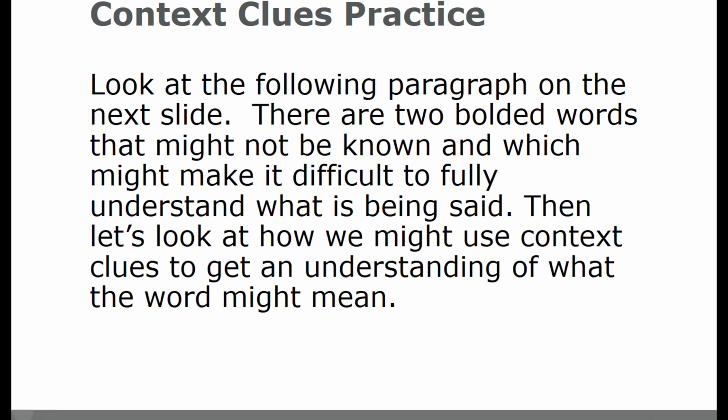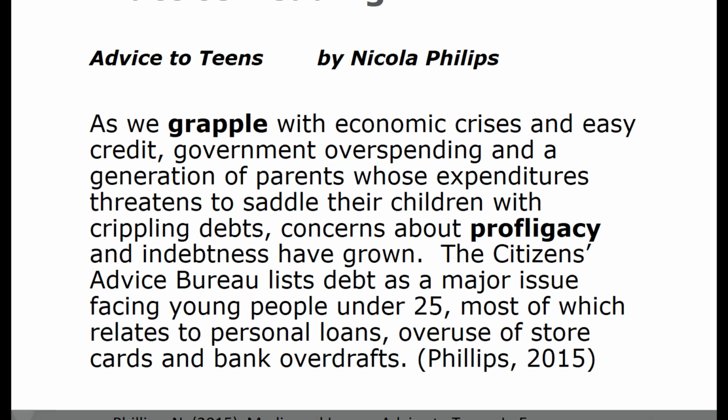There are two bolded words that might not be known, which might make it difficult to fully understand what's being said. Then let's look at how we might use context clues to get an understanding of what the word might mean. So here's the paragraph. As we grapple with economic crisis and easy credit, government overspending, and a generation of parents whose expenditures threaten to saddle their children with crippling debts, concerns about prolificacy and indebtedness have grown. The Citizens Advice Bureau lists debt as a major issue facing young people under 25, most of which relates to personal loans, overuse of store cards, and bank overdrafts. So the two words here, grapple and prolificacy, are two of the words that we want to understand.